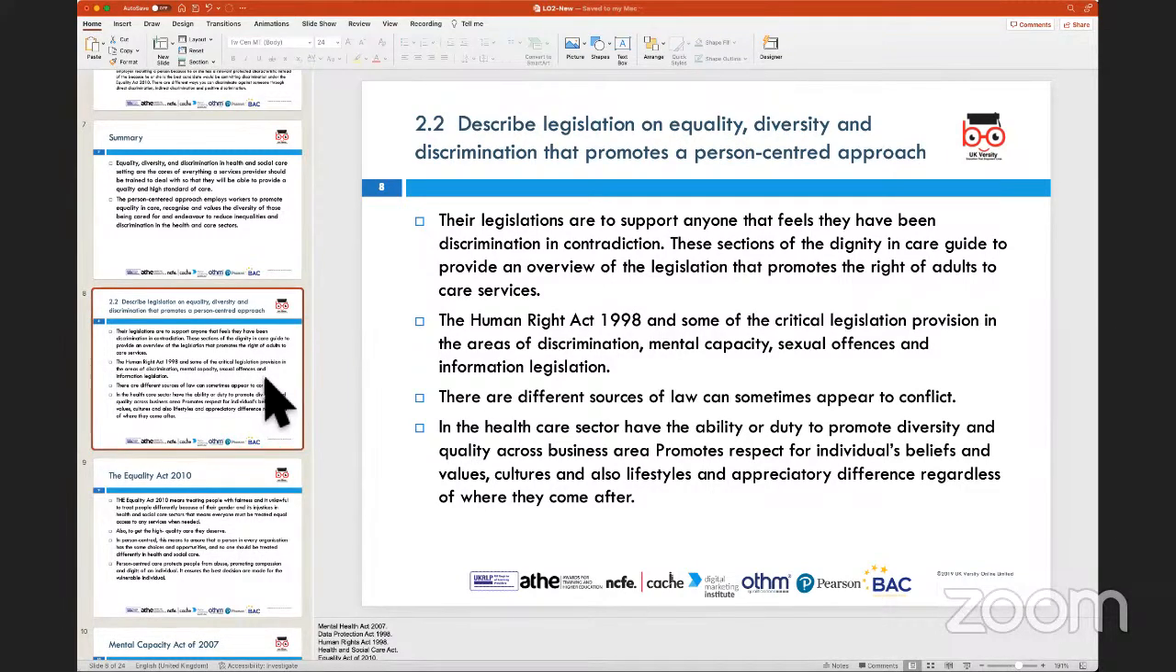Now, you can ask me questions through the chat route as well, not a problem. And if it is understood, I'll move on to the second criteria. Now, the second criteria talks about describing legislation on equality, diversity, and discrimination that promotes a person-centered approach.